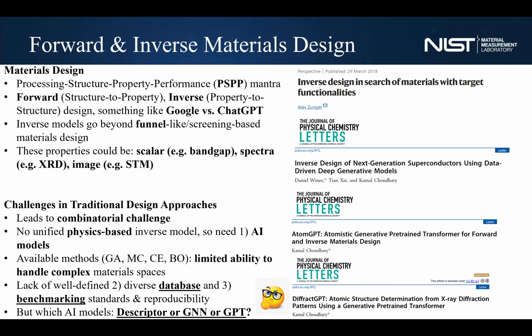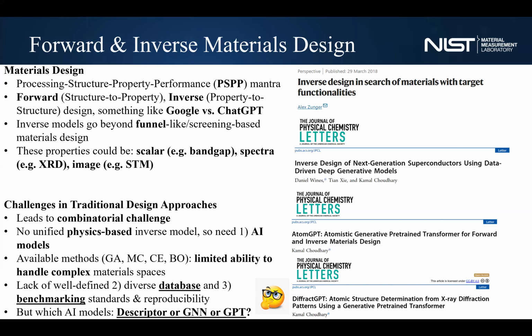It also allows us to go beyond funnel-like or screening-based approaches. Now, when I say structure and property, structure might mean atomic structure, microstructure, grain structure. Property may be scalar properties like band gap, transition temperature, hardness. It can be multi-valued or spectral properties, X-ray diffraction, ellipsometry, or it can be image-like, such as microscopy images and so on. So our idea is to go forward as well as inverse.